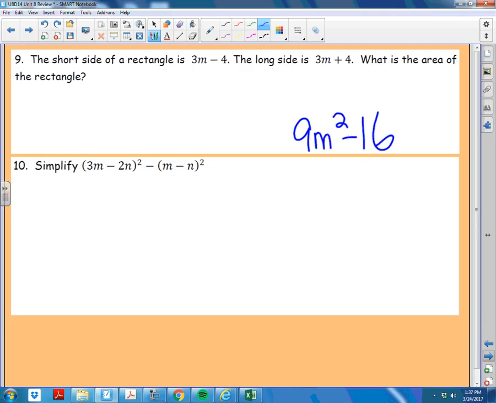9m squared minus 16. And number 10 is 8m squared minus 10mn plus 3n squared. Do you know another way to write m squared n?